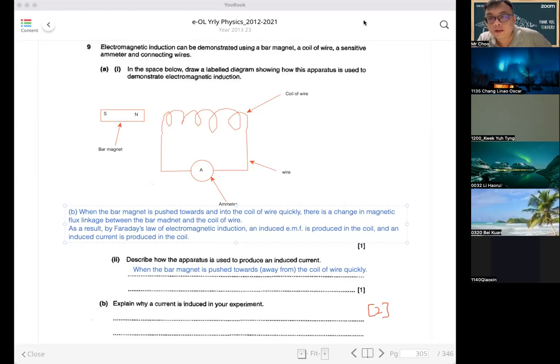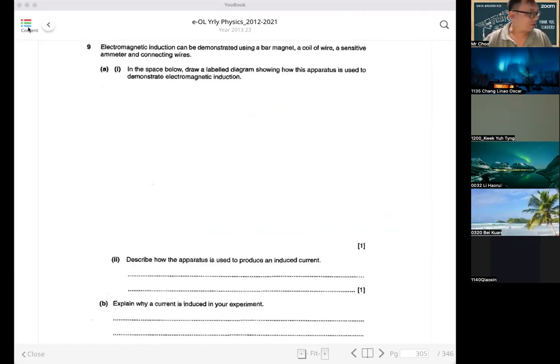Okay, Bei Kuan, well done. So now waiting for Hao Rui and Oscar. Can you all give me the answer for part B? Okay, very good. Very good, everyone. So at least you all can type it out. It will help you register in your head a bit better. That's what I hope will happen. Okay, let's do the next question.